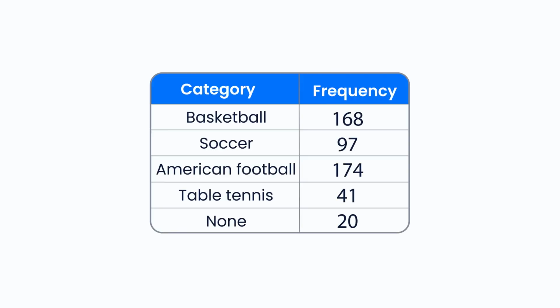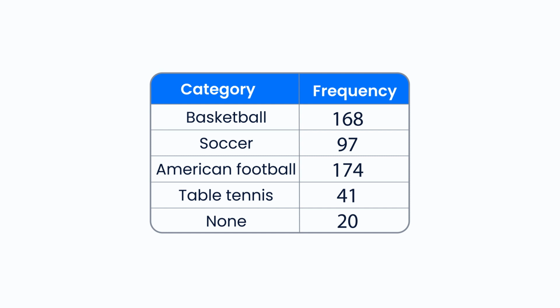The data from the survey is summarized in this frequency table. The basketball category has a frequency of 168. This means that 168 students chose basketball as their favorite. The soccer category has a frequency of 97. The American football category, a frequency of 174. The table tennis category has a frequency of 41. And finally, the none category has a frequency of 20.